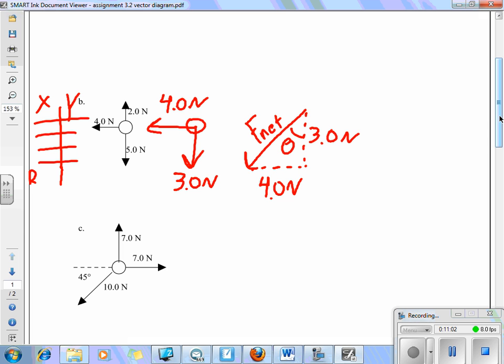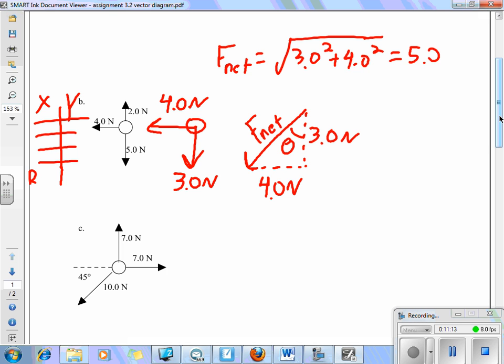So you already know how to do this. It's the Pythagorean theorem. Your net force, in this case your resultant, has got to be the square root of 3.0 squared plus 4.0 squared, and that's going to get you 5 on the dot. So our net force is 5 newtons. That would be the magnitude.